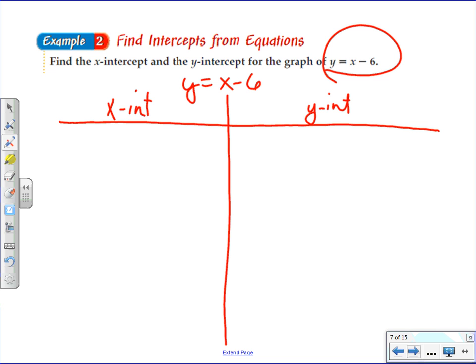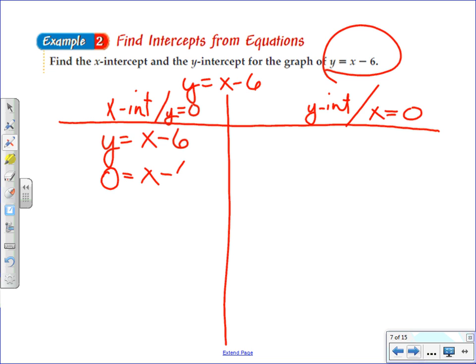What did those directions tell us? They said when we were finding the x-intercept, y should equal 0. When we were finding the y-intercept, they told us to let x be 0. Okay, let's see what that means. Here's our equation, y equals x minus 6. We're going to let y equal 0, so 0 equals x minus 6. We're going to solve for x, so we'll add 6 to both sides to get our variable alone, and we find out that x equals 6.